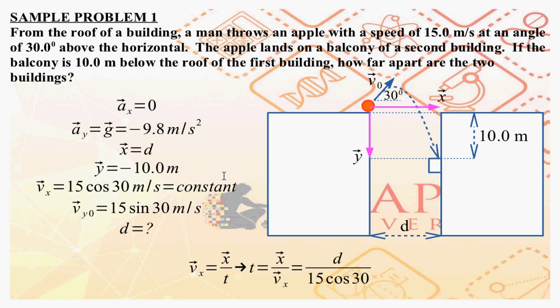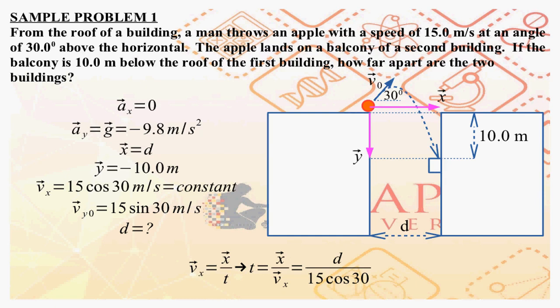Analyze the motion of the object, the projectile motion, by looking at the x component and at the y component. Analyze each component separately. Let's start with the x component. Again, x component, uniform motion, so Vx is constant. Vx is just equal to x divided by time. Isolate time: t is equal to x over Vx, which is d over 15 cosine 30 degrees.